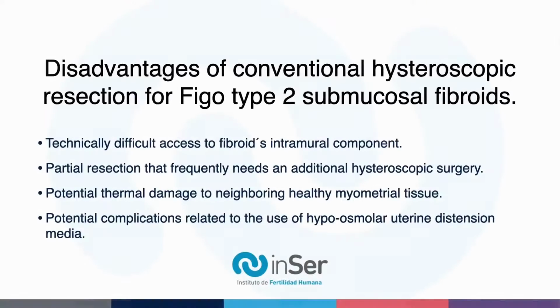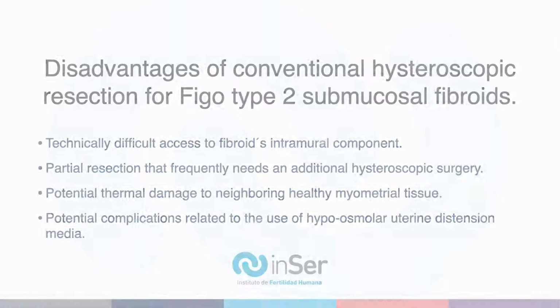Disadvantages of conventional hysteroscopic resection for FIGO type 2 submucosal fibroids. Fibroid's intramural component technically difficult to access. Partial resection that frequently needs an additional hysteroscopic surgery. Potential thermal damage to neighboring healthy myometrial tissue. Potential complications related to the use of hyposmolar uterine distension media.